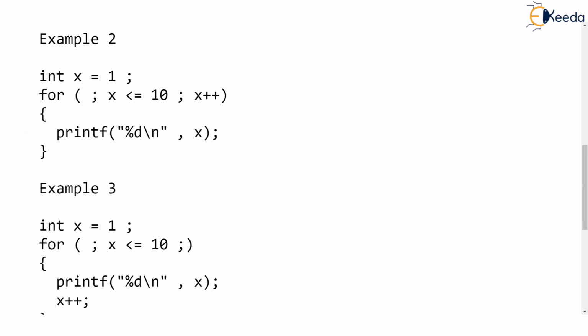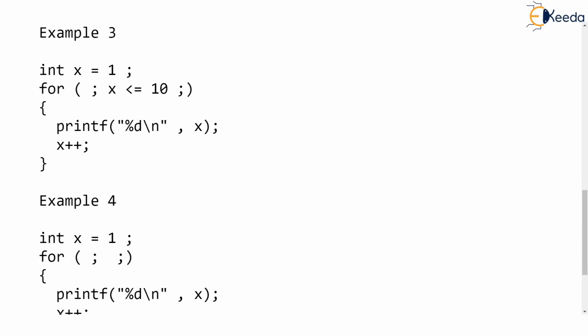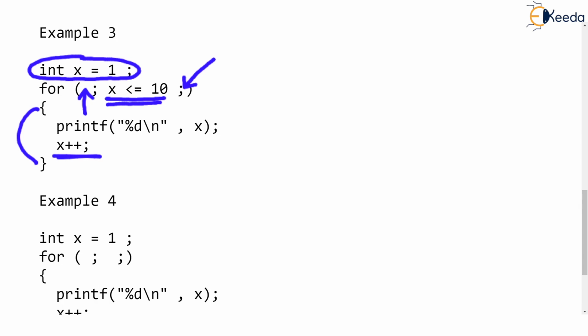Let's observe the third example. In the third example, you can see that we have already initialized x as 1. So we have dropped the initialization part, but the semicolon should still be given. We have said x should be less than or equal to 10. That's the condition, but we have not given the change, that means how x should change. The reason behind that is within this for body, we have given x plus plus over here.